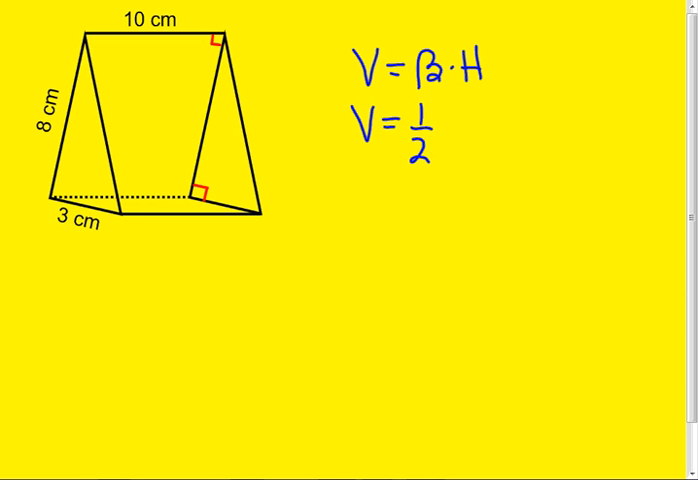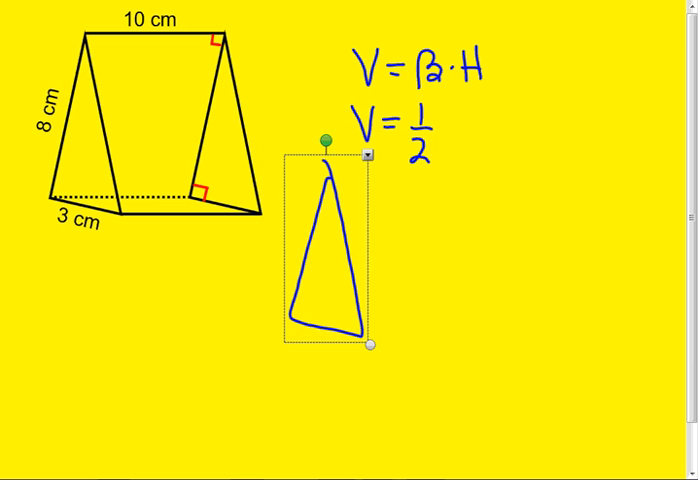So now I need to find the area of my triangle. Notice that I have a little square here. Let's pull that out. There it is. How big is this side? 3. Why do we need a calculator? How big is this side? 8. Now that's the base and the height of the triangle.